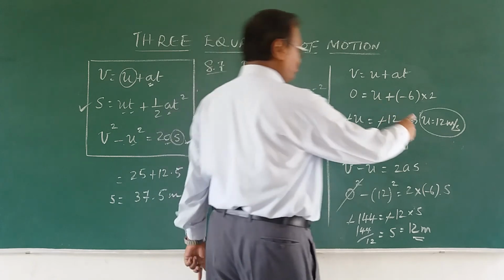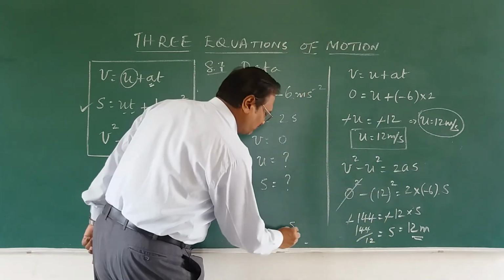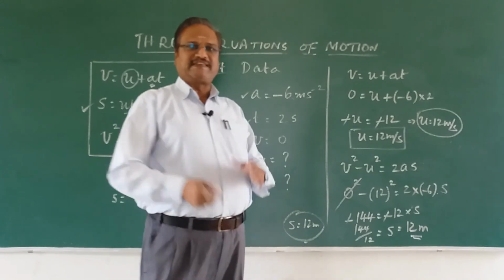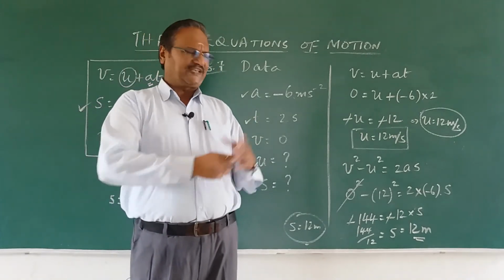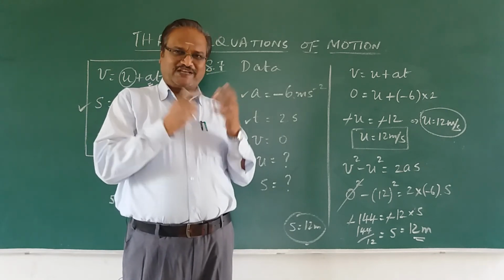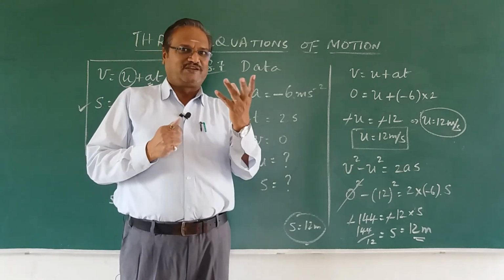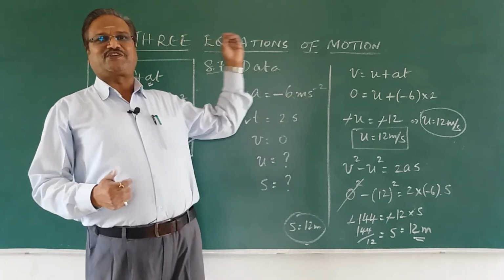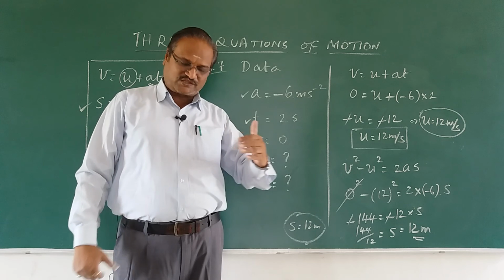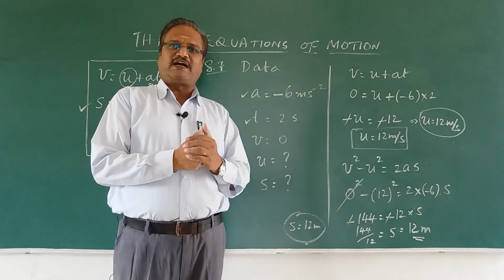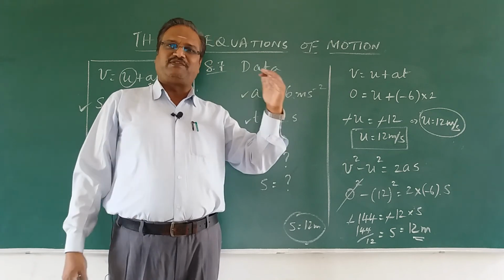So now you got the U value, you got S is equal to 12 meter, and the problem is solved. Today it is only a taster, a starter for you. You started with doing numericals on the 3 equations of motion, and in the following videos I will do more numericals and more concepts, and you can learn the theory from my previous videos.